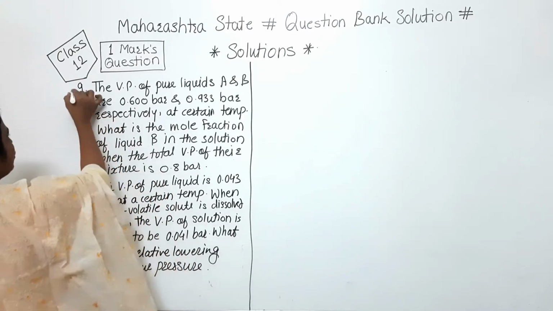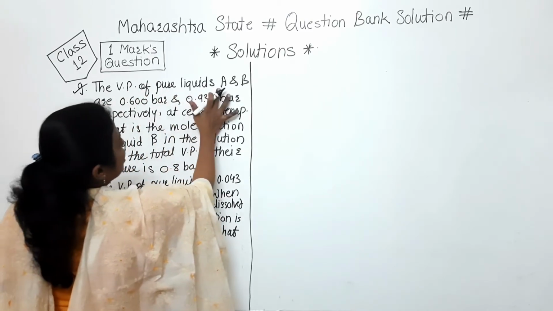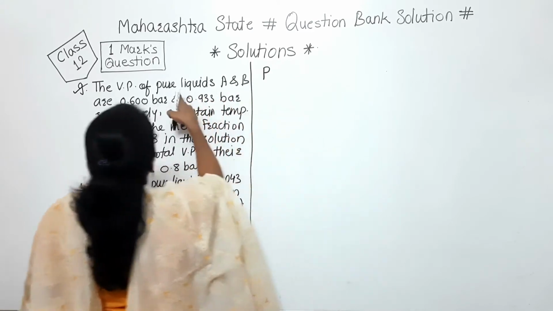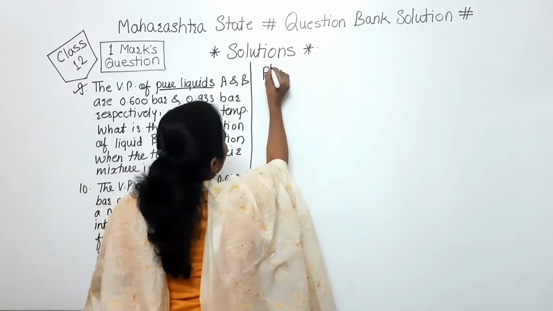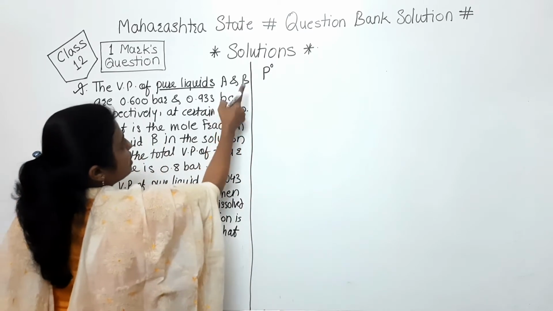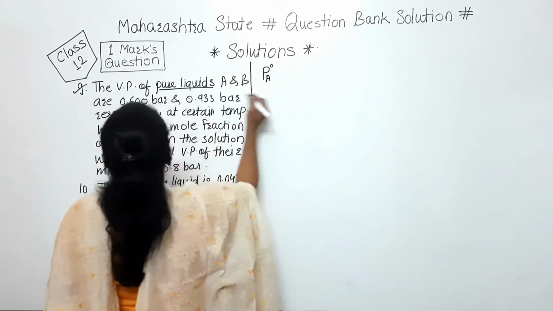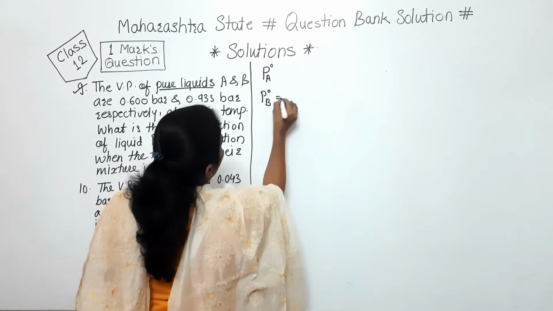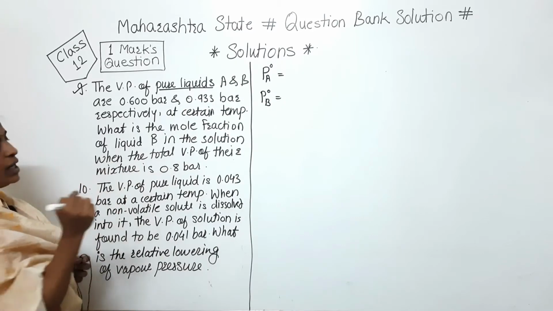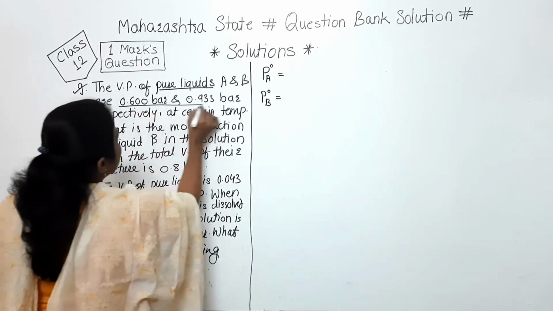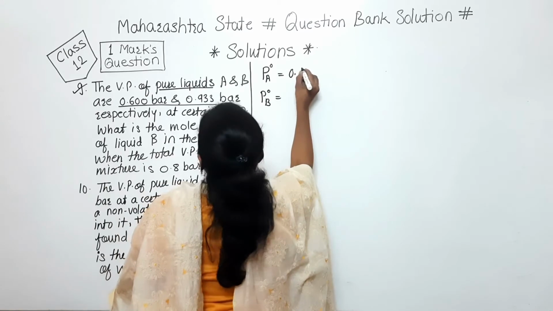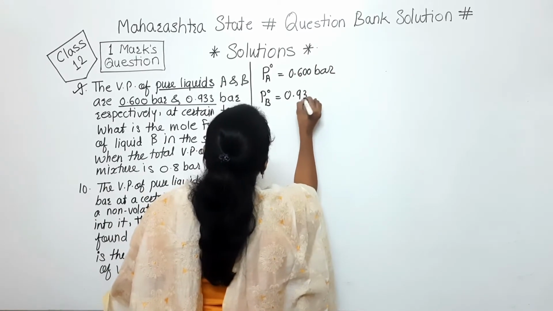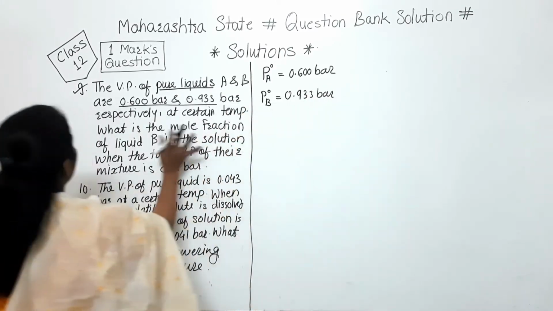So see what the numerical is. First one: the vapor pressure of pure liquids A and B. For vapor pressure we use the symbol P, and for a pure liquid we write P naught. Which liquids are there? A and B. So P naught A is the vapor pressure of pure liquid A and P naught B is the vapor pressure of pure liquid B. The pressure values are 0.600 bar for the first and 0.933 bar for the second. So half the part is completed.